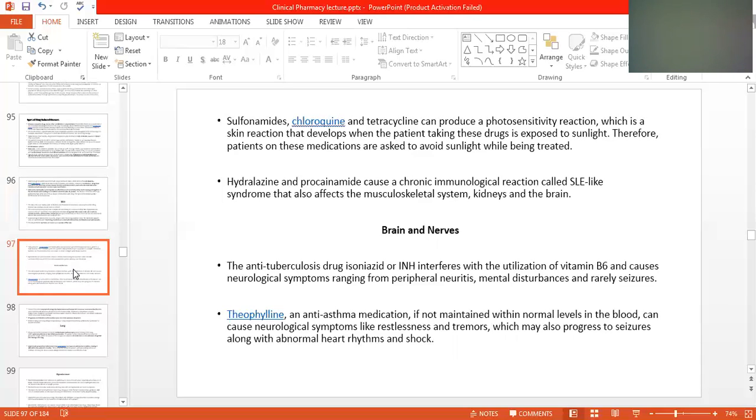Brain is now next. The anti-tuberculosis drugs like isoniazid, INH, interfere with the utilization of vitamin B6 and cause neurological symptoms ranging from peripheral neuritis to mental disturbance and rarely seizures. Theophylline, a bronchodilator and antihistaminic medication, if not maintained within normal levels in the blood, can cause neurological symptoms like restlessness and tremor, which may also progress to seizures along with abnormal heart rhythm and shock.